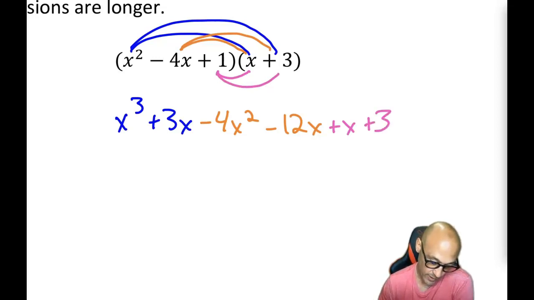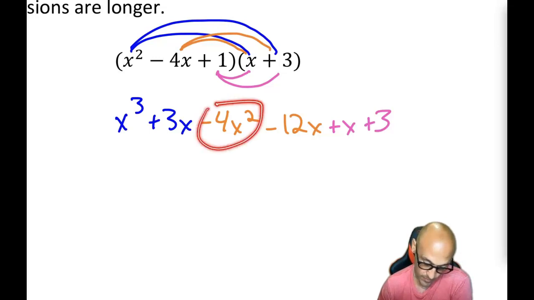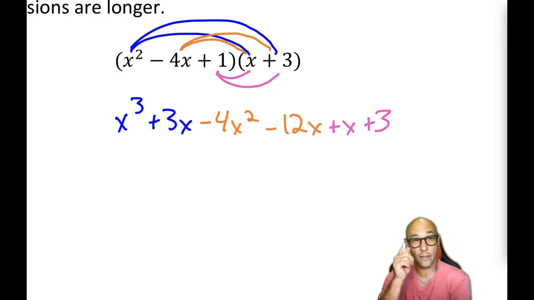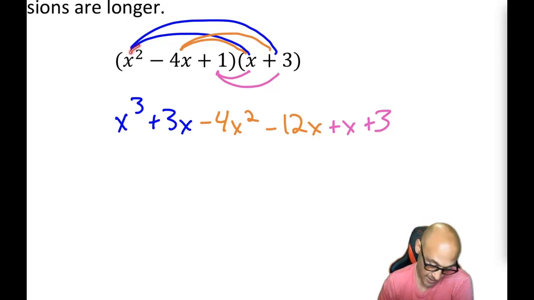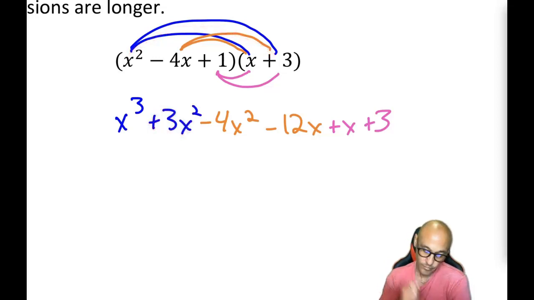Now we have terms that we can combine. We have our x squared term here. Oh, there should be one more x squared term, no? Yes. I messed up. Did you catch it? Right here. X squared times 3 should be 3x squared. There we go. Good.